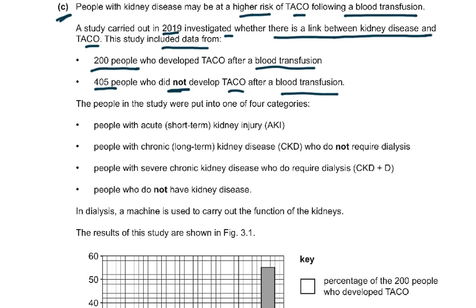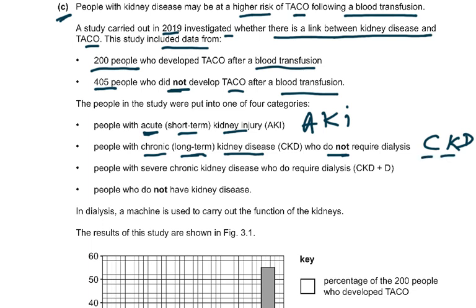People with acute, which means short term, kidney injury, and that was called AKI. People with chronic, which means long term. He's a chronic late comer to school. For the last 1 year, he's been coming late to school. Chronic means long term kidney disease who did not require dialysis because the body had got used to it. And these were called CKD, chronic kidney disease. This was acute, short term kidney injury. So, AKI is acute kidney injury.